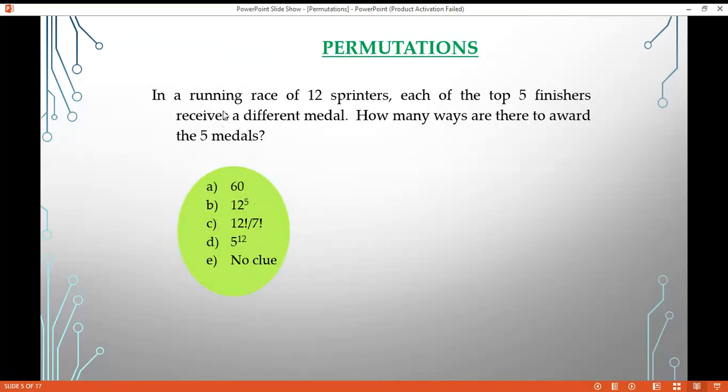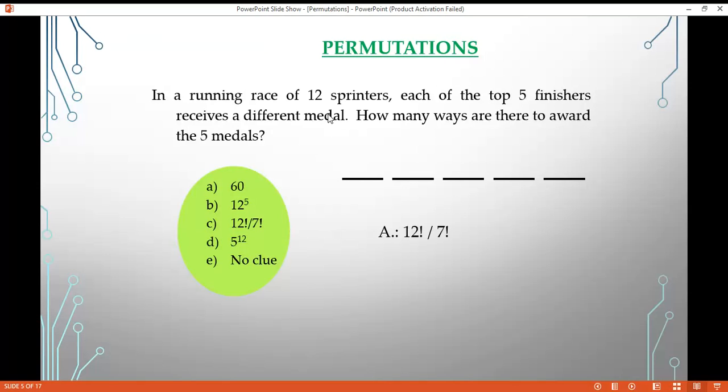Now let's take an example. In a running race of 12 sprinters, each of the top 5 finishers receives a different medal. How many ways are there to award the 5 medals? Can you tell me what the answer will be? Yes, the answer is 12 factorial upon 7 factorial. How is it? Here we have 5 medals, and 12 persons will get the 5 medals. So how many options are there for the first medal?